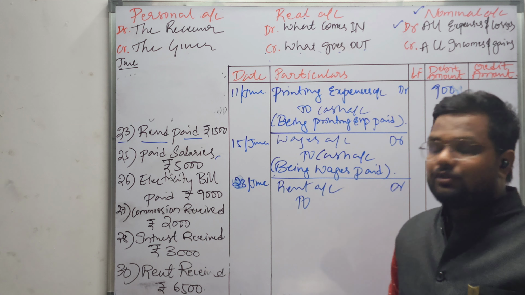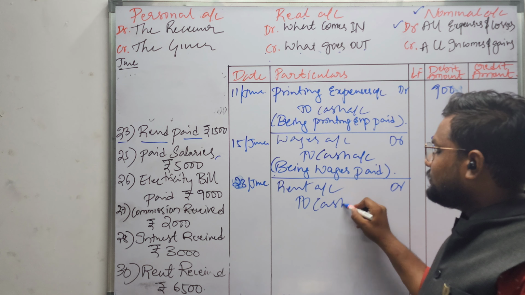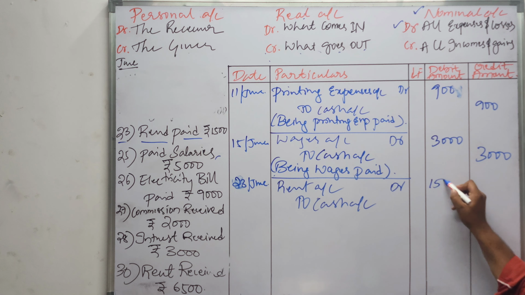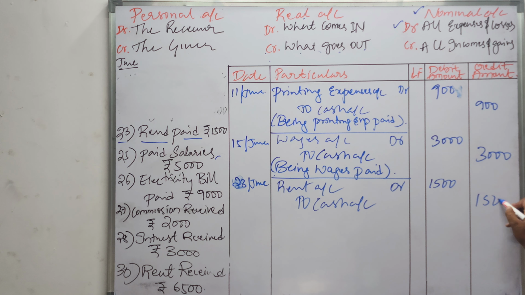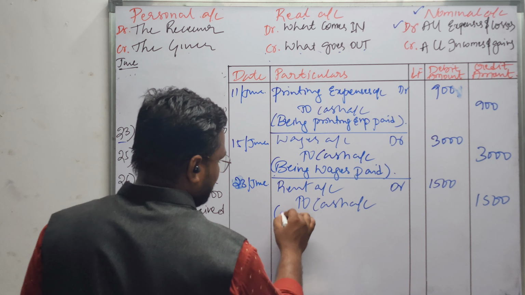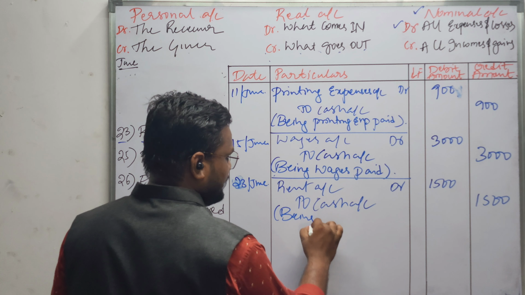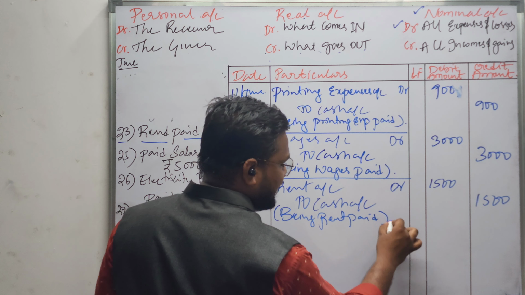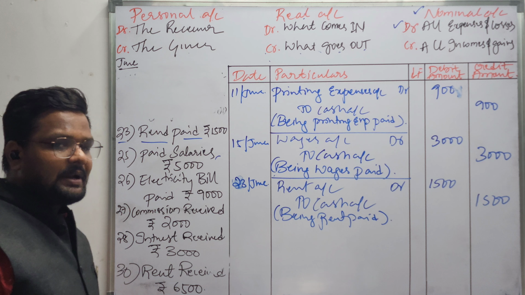Real rule. So what is that? Cash is going out. So cash account. How much is that? 1500 and 1500 in the debit and credit columns. So what's the narration for this? Being rent paid. Okay, you have paid the rent.